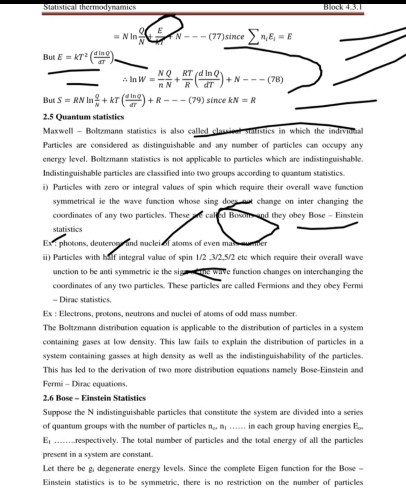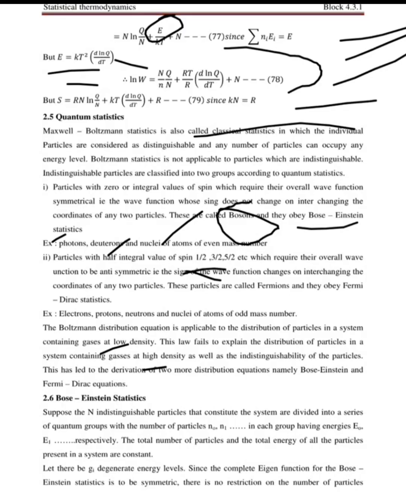The Boltzmann distribution equation can be applied to a particle system containing gas at low density. With high pressure, it fails to express the distribution of particles in a system containing gas at high density. So the Boltzmann distribution equation can be applied only to gas at low density.